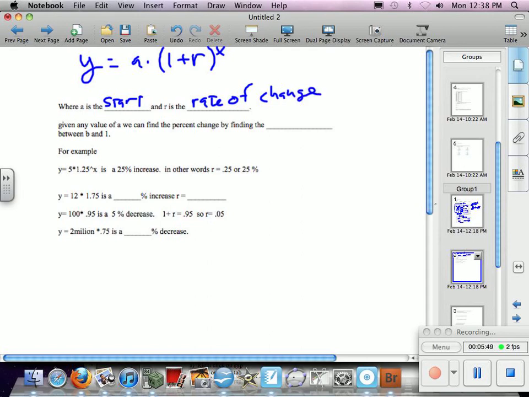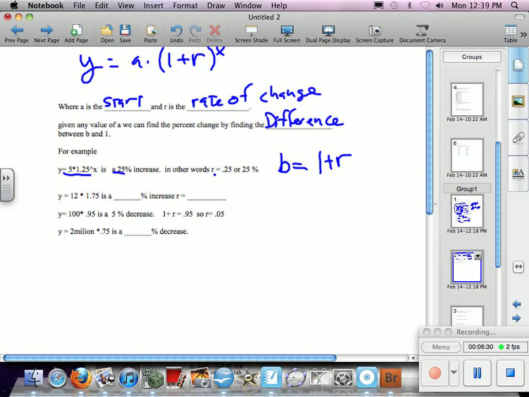Okay? Given any value of b, we can find the percent change by finding the difference between b and 1. For example, let's say I was given this equation here: y equals 1.25 to the x, where this is a 25% increase. In other words, r is 0.25, or 25%, because b equals 1 plus r.